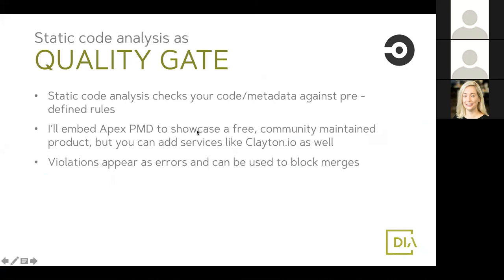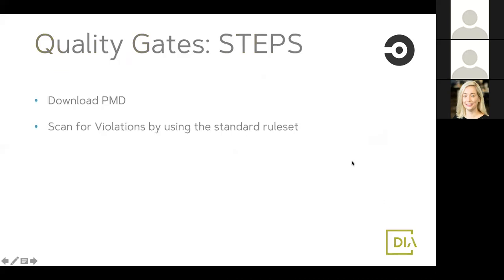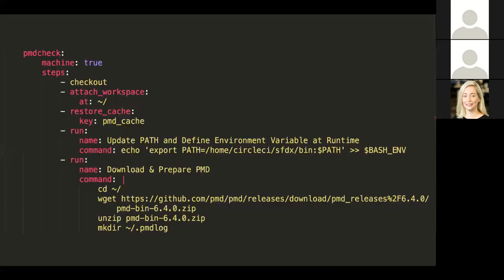So I really find that Apex PMD is something that should be supported by giving them exposure in the community. It's free, it's community maintained, and we should support this as well. Quality gates in general act by just blocking merges or sending out warnings whenever a violation occurs. And the things that we have to automate to build a quality gate is just download PMD, add the rule sets to our repo, and scan for violations. And that's what we do here.